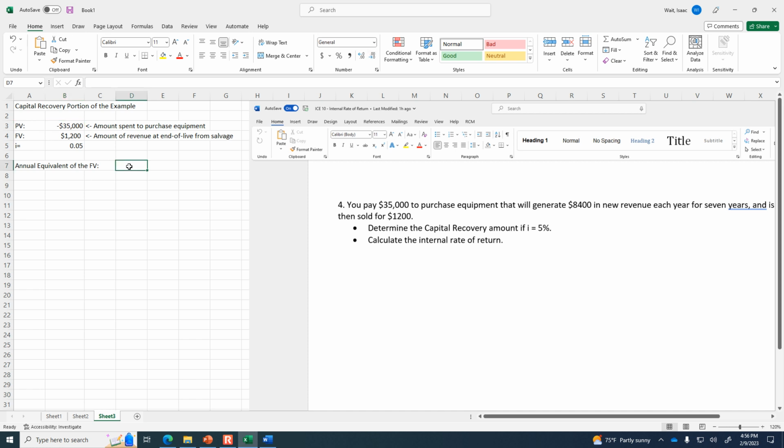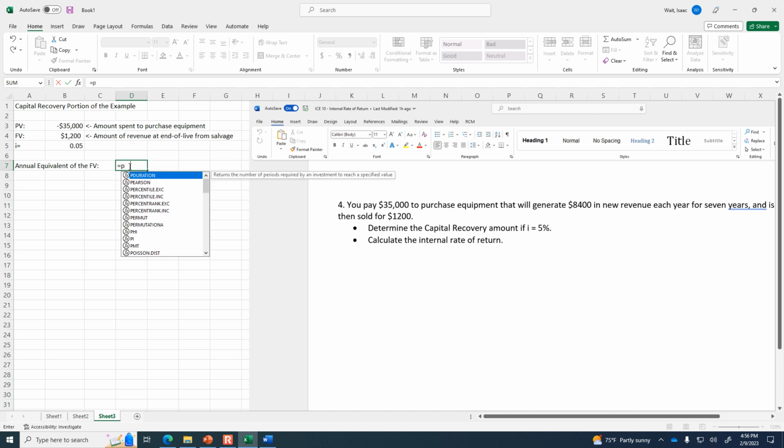Okay, here's the payment function, equals PMT, parentheses. It's asking for the rate, 5%. I'm just clicking on that cell location. I don't need to drag it down because I'm just typing this in one time, so I'm not going to bother anchoring the reference. So 5%, NPER, 7 years, so I'll just type in the number 7.